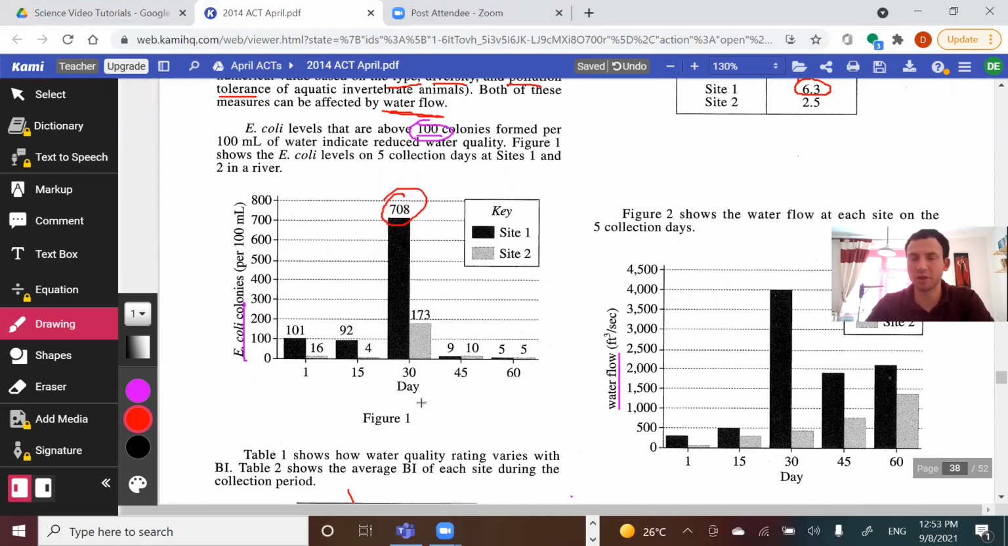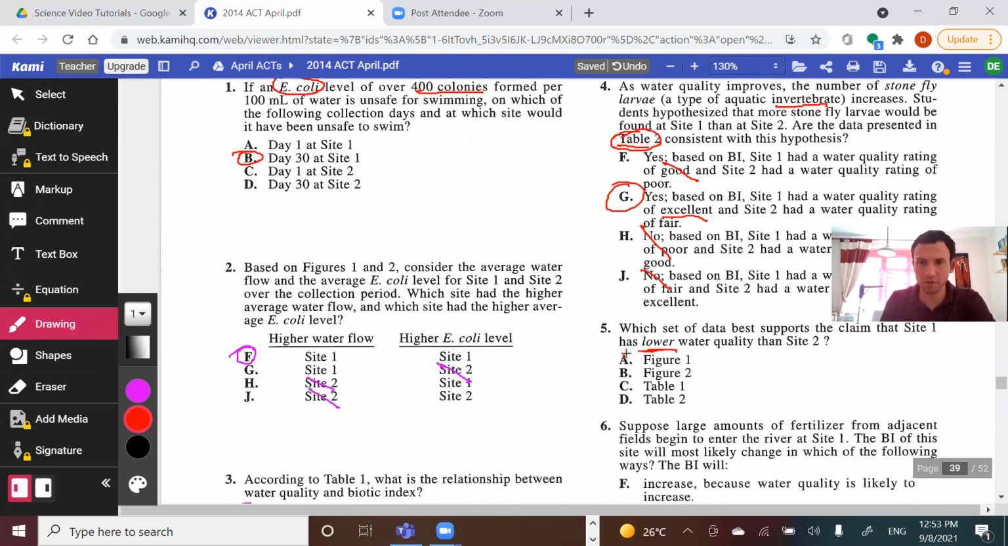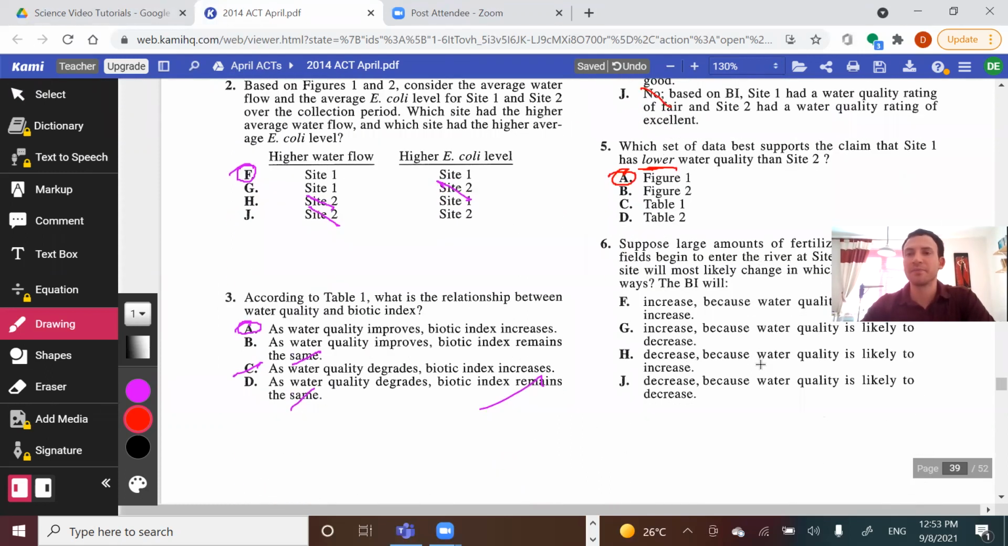Figure 1 shows higher E. coli levels for Site 1, which is a bad thing. So figure 1 shows lower water quality. If we just looked at figure 1 in isolation, we would think that Site 1 has lower water quality.